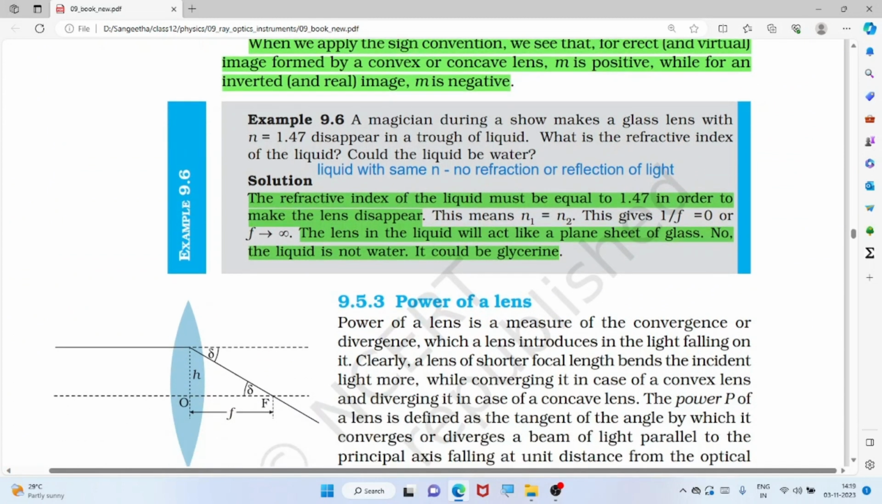A magician during a show makes a glass lens with a refractive index disappear in a drop of liquid. So this liquid has the same refractive index as the glass.